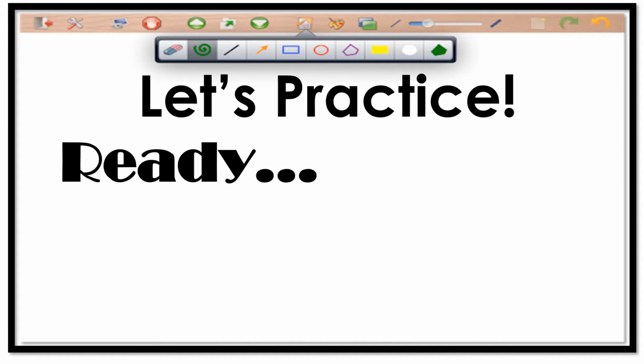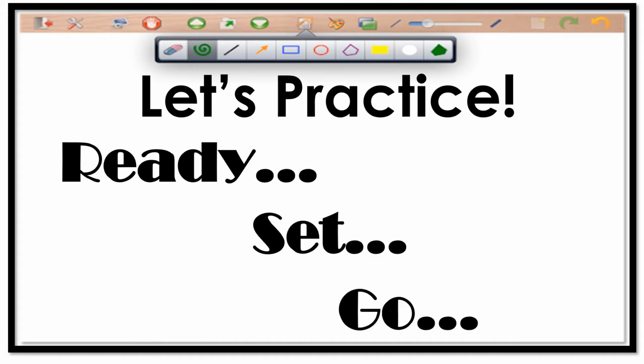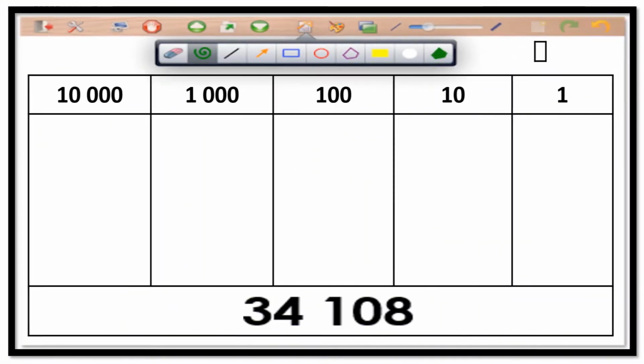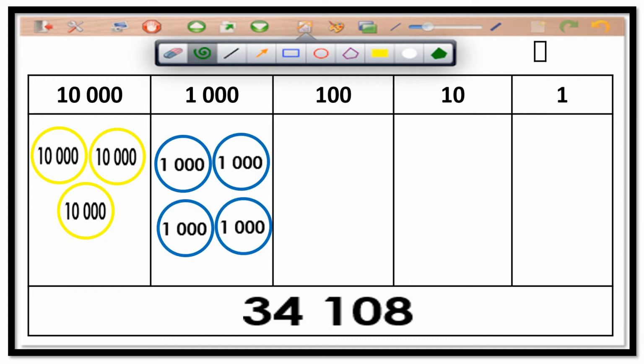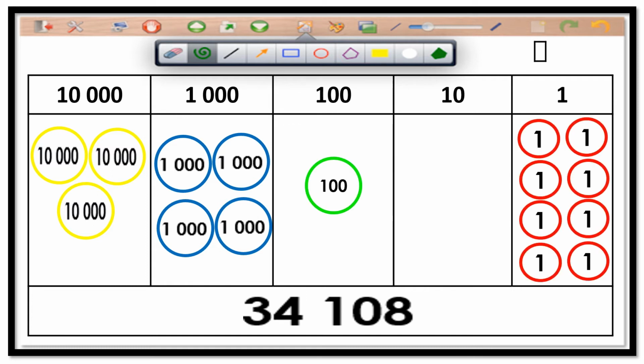So let us practice. Ready? Get set? Go. So 34,108. How many 10,000s for 30,000? Yes, there are 3. How about 1,000s? 4. How about 100? Only 1. Then tens? None, kasi 0. And then for ones, there are 8 ones.